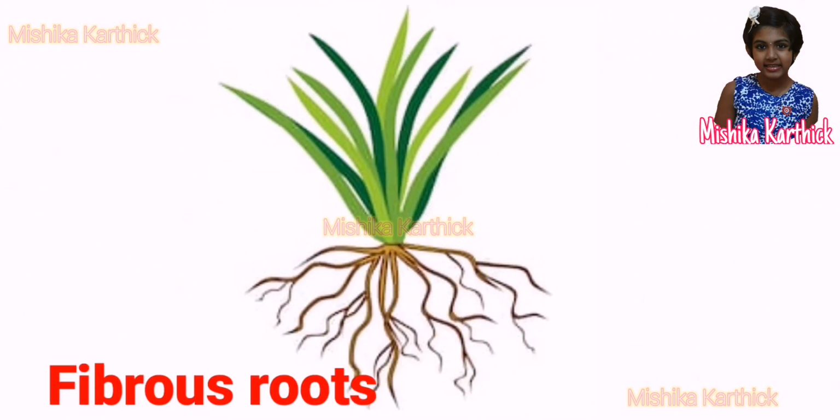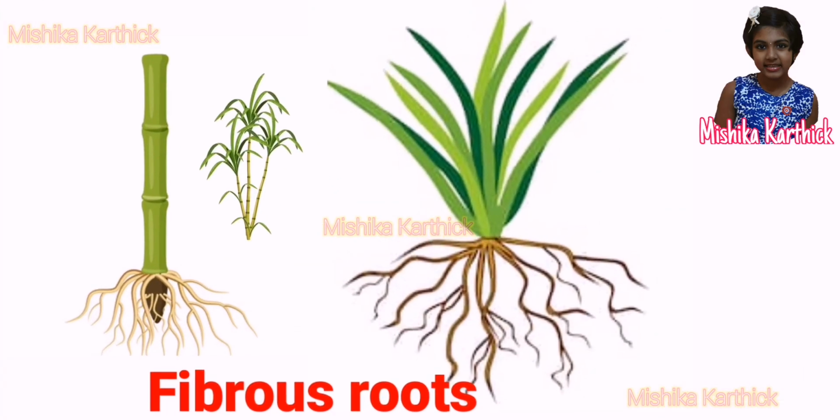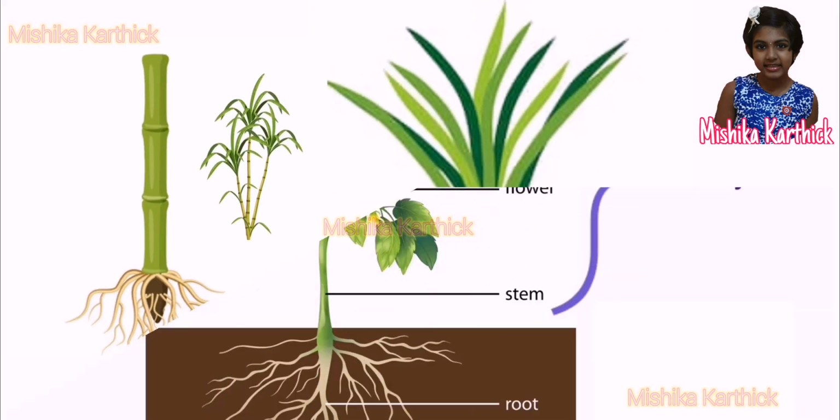Fibre roots. Some plants have clusters of roots of approximately same size growing from the end of the stem. These are called fibre roots. Some plants that have fibre roots are wheat, grass, rice and sugarcane.